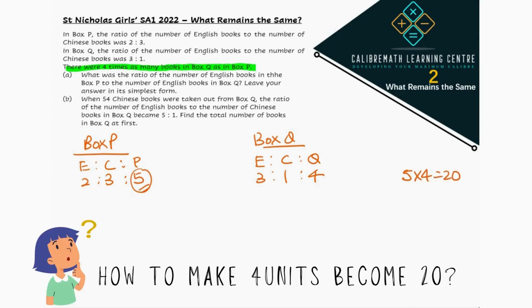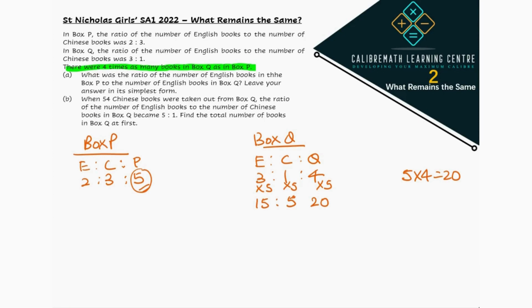So we will have to make Q become 20 units so that it's 4 times of P. So we will have to multiply the 4 over here by 5, and that will give us 20. So we will times 5 throughout this entire ratio. And so this is the final ratio for the number of English, Chinese, and total number of books for box Q. And if you do the checking, you can see that Q is indeed 4 times of the 5 units.